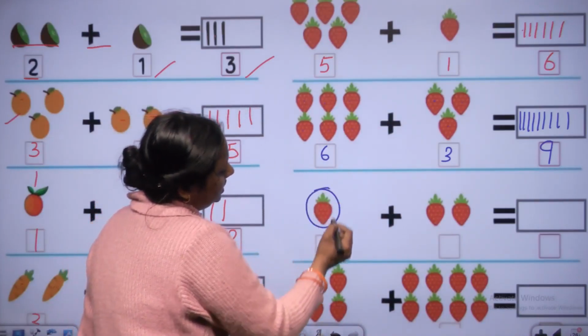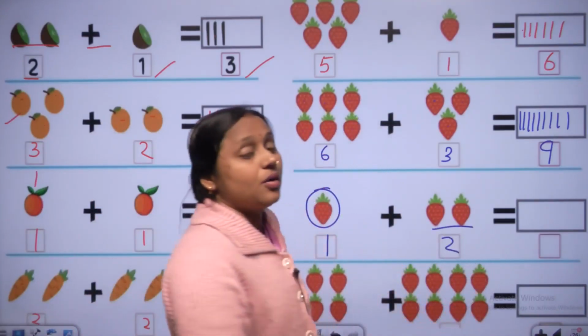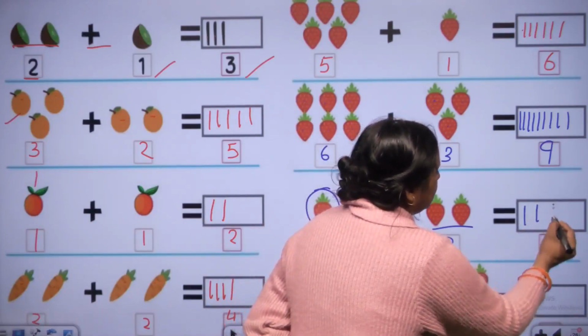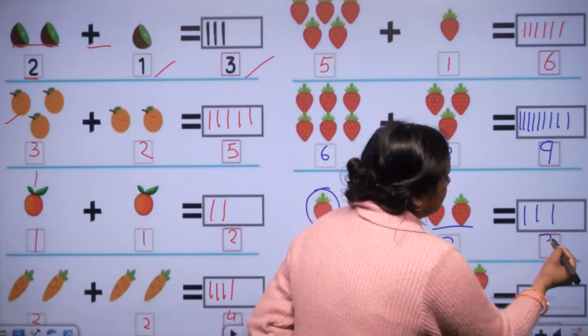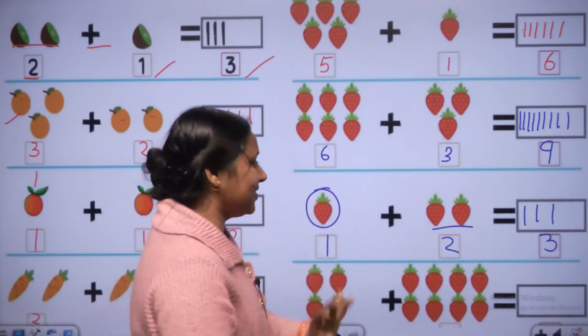How many strawberries? Yes, 1. Another side, 1, 2, 2. What number? How many strawberries? 1, 1, 2. 1, 2, 3. Start counting. How many strawberries? Yes, 3 when we sum it.